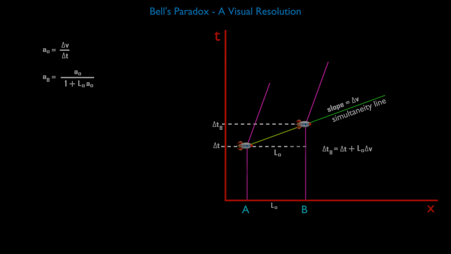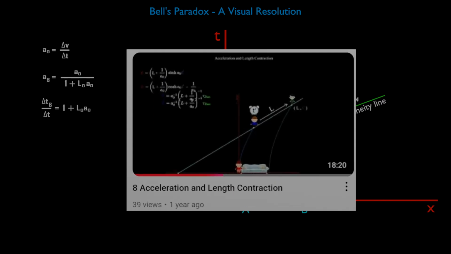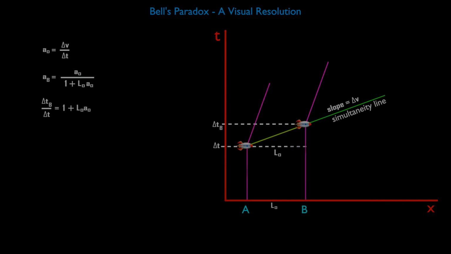Another bonus we find out is it's clear from our time equation that delta tb over delta t equals 1 plus L0 A0. So rocket B ages faster than rocket A by this ratio. We found these same results in this video using Rindler coordinates, but it is nice to be able to arrive at them with just the simple space-time diagram on the right.